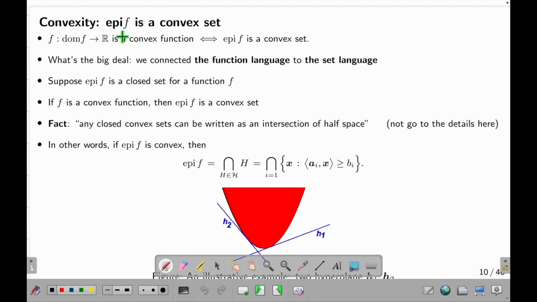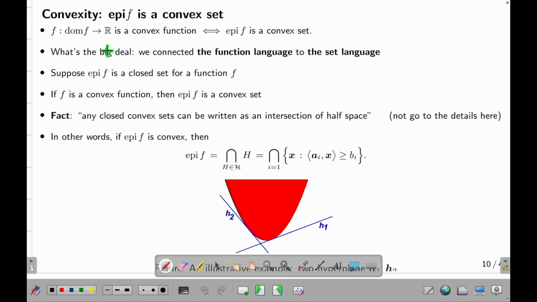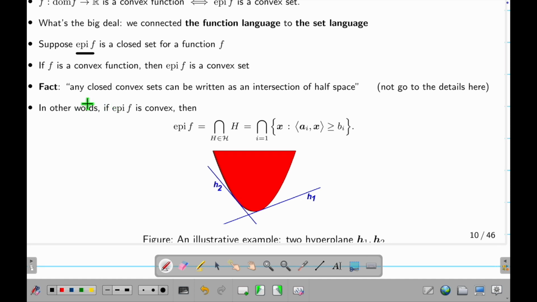So what is this? f is a convex function, from domain to real numbers, if and only if the epigraph of f is a convex set. So what's the big deal here? The big deal is that this takes language on functions and converts it to language on sets. And suppose the epigraph of f is closed. Closed means we have a solid line. That's closed, right? Then f is convex. So this is the idea. And this is what I just said: any closed convex set can be written as an intersection of half spaces.